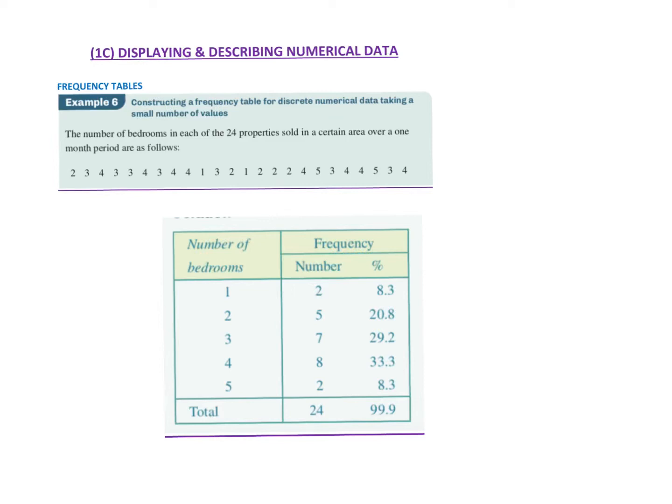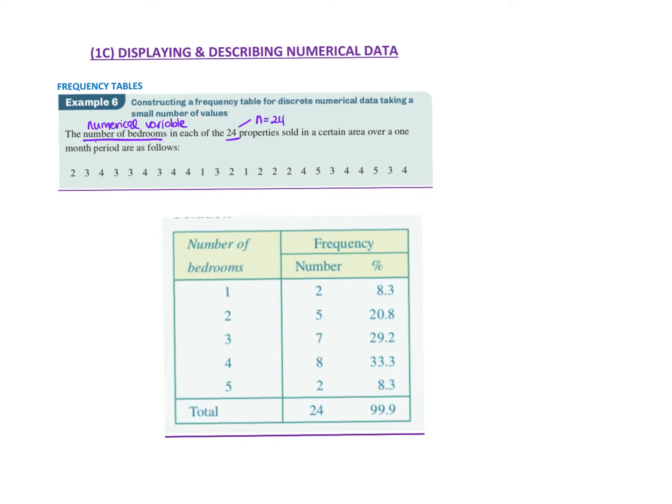Okay, so in this chapter, we're going to look at displaying and describing numerical data. So you can see here they counted the number of bedrooms in 24 properties. So the number of bedrooms, that is the numerical data or variable that they're looking at, and then when they say 24 properties, they're telling us n equals 24.